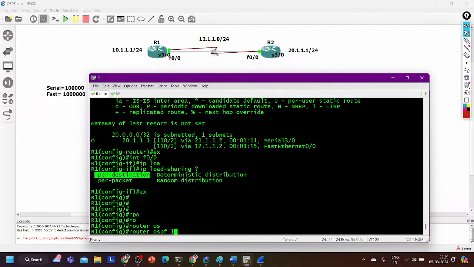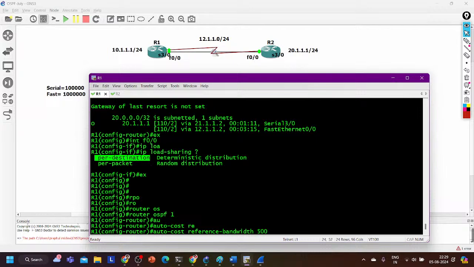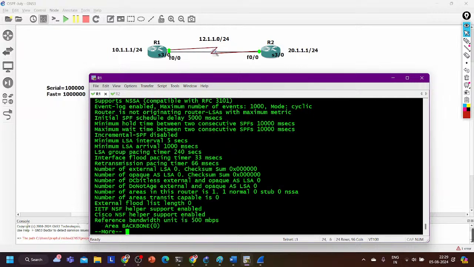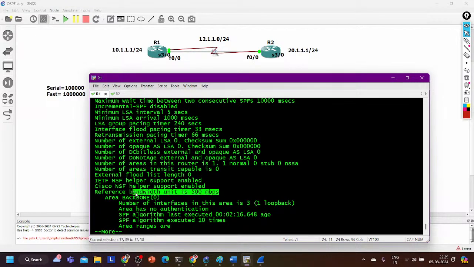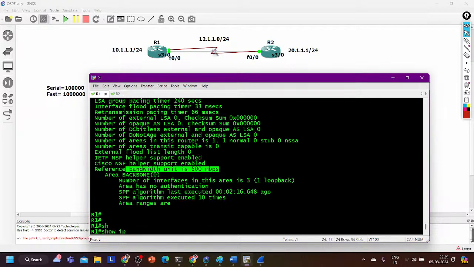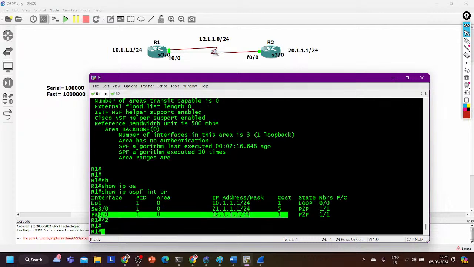Router OSPF 1, auto-cost reference-bandwidth 500. Reference bandwidth is changed. So show IP OSPF, now reference bandwidth is, you can see, 500, right? And as reference bandwidth is now 500, greater than the link of my physical interface, it will calculate accurate cost, accurate metric, right? So show IP OSPF interface brief. Now you can see cost on serial link is 5 and cost on fast Ethernet link is 1, right? So this was basic things about OSPF.